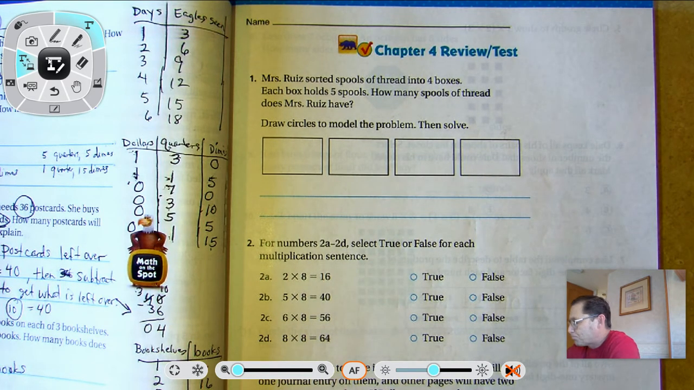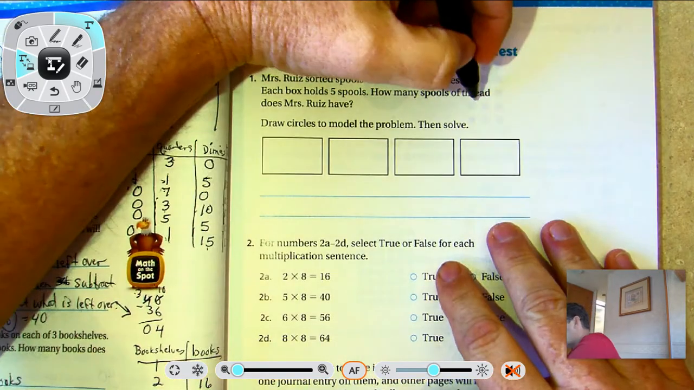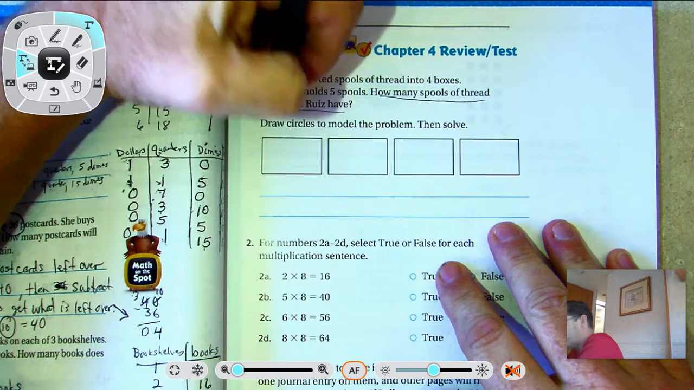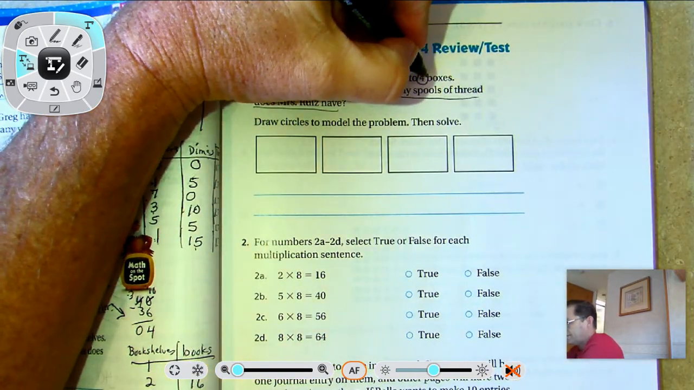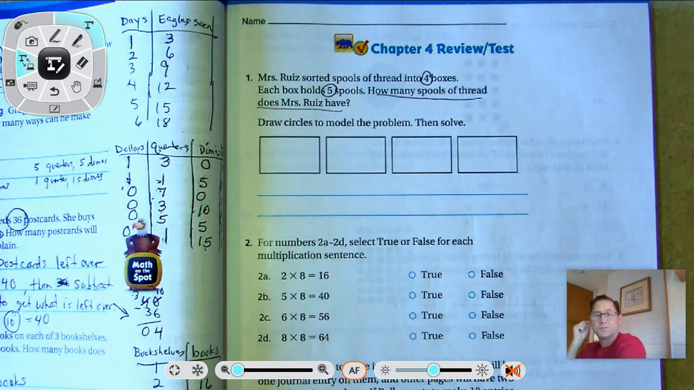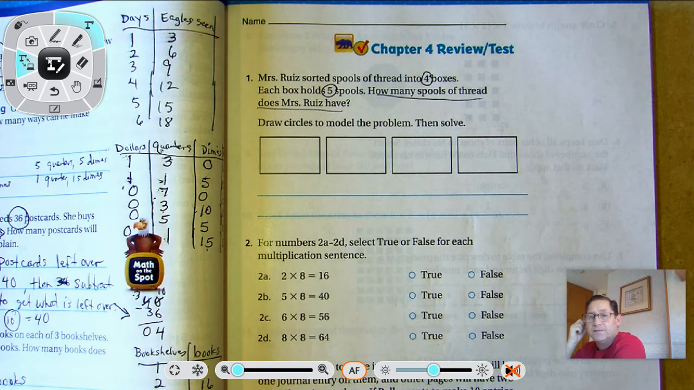So Mrs. Ruiz sorted spools of thread into 4 boxes. Each box holds 5 spools. How many spools of thread does Mrs. Ruiz have? So we're asked to find how many spools of thread she has. We know she has 4 boxes and she has 5 spools in each box. So draw circles to model the problem, and then solve.